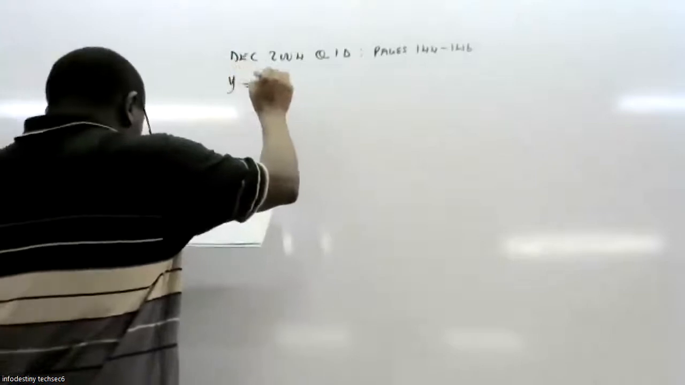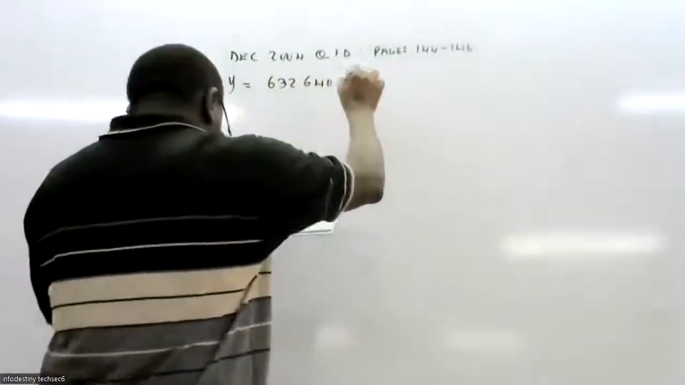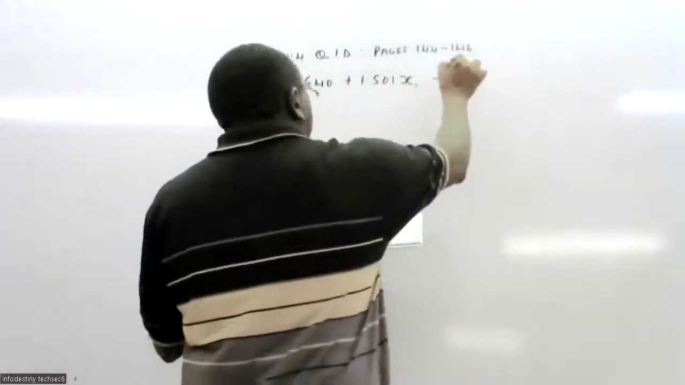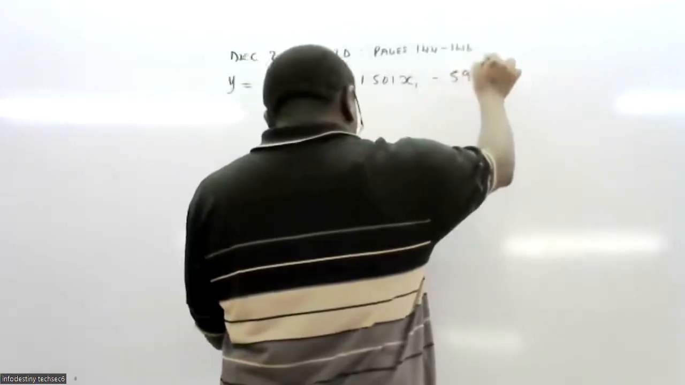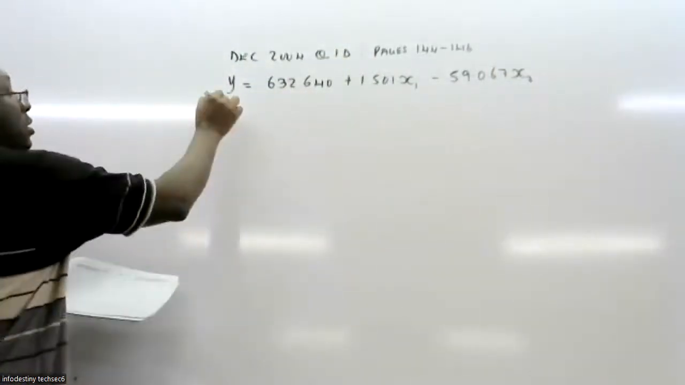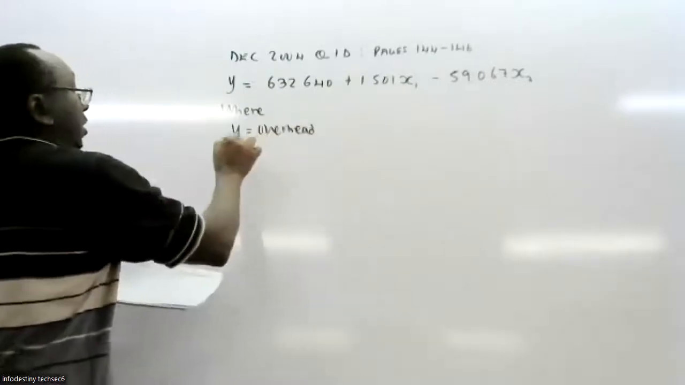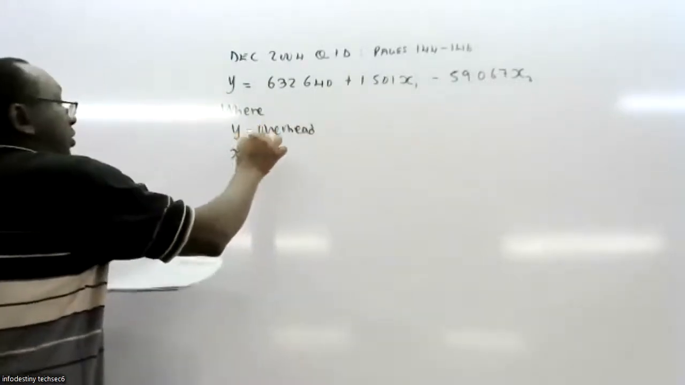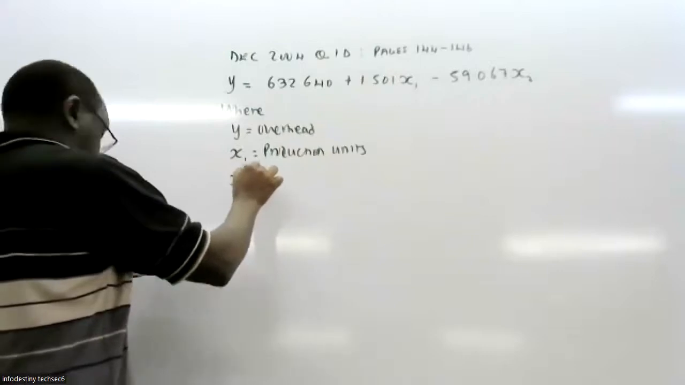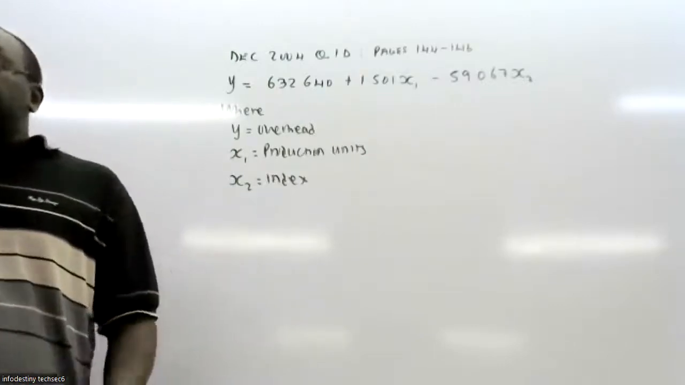Y is equal to 632,640 plus 1.501 X1 minus 59.067 X2, where Y represents the overhead cost, X1 represents production units, and X2 represents the edicts.